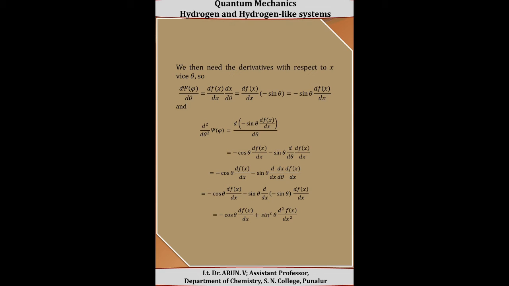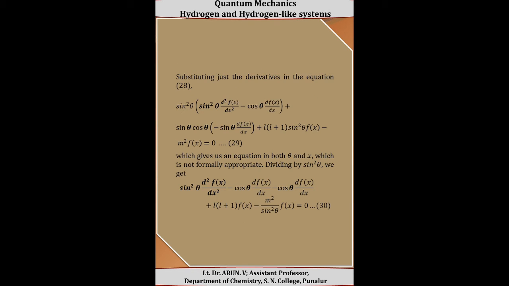d square by d theta square psi theta, that is equal to d by d theta of minus sin theta into d f x by dx, that is equal to minus cos theta into d f x by dx minus sin theta into d by d theta of d f x by dx, that is equal to minus cos theta into d f x by dx minus sin theta into d by dx of d by d theta of d f x by dx, that is equal to minus cos theta into d f x by dx minus sin theta into d by dx of minus sin theta into d f x by dx, or this is equal to minus cos theta into d f x by dx plus sin square theta into d square f x by dx square.